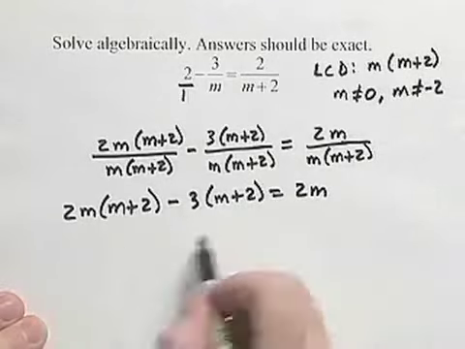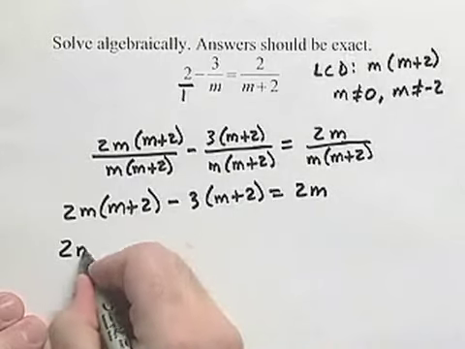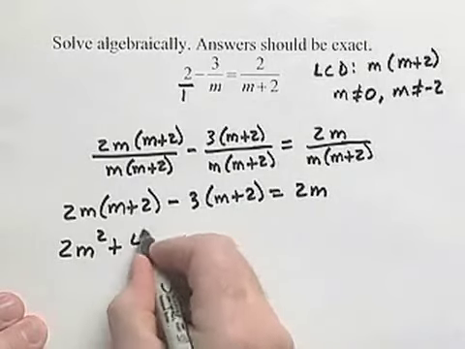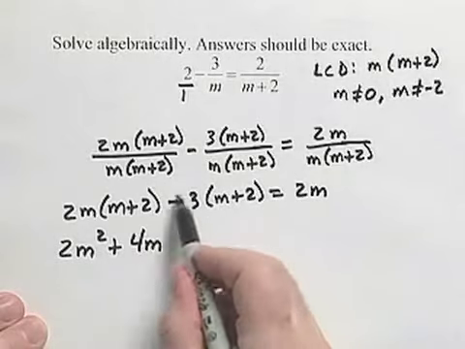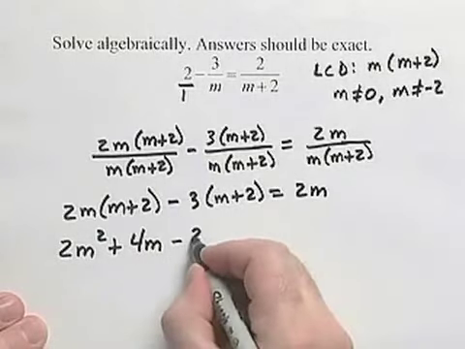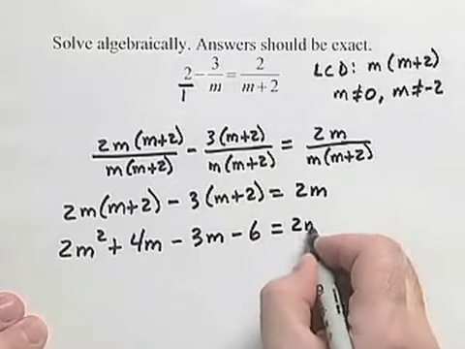Now we need to simplify both sides, so we're going to distribute 2m. We'll get 2m squared plus 4m. And here we're going to distribute again. Make sure you distribute the negative. So we'll have minus 3m minus 6 equals 2m.